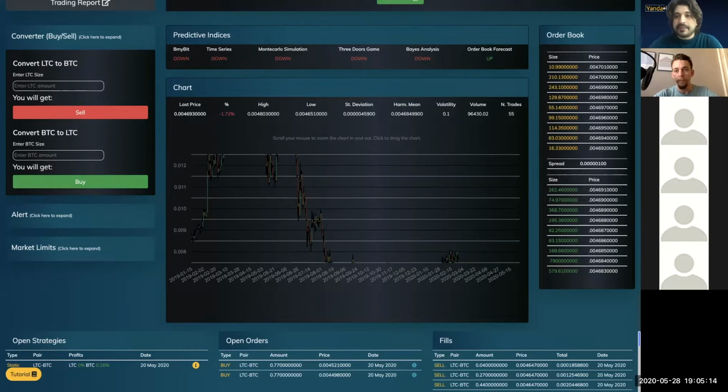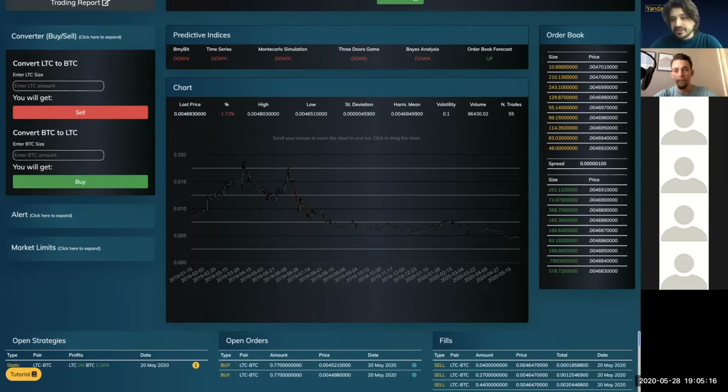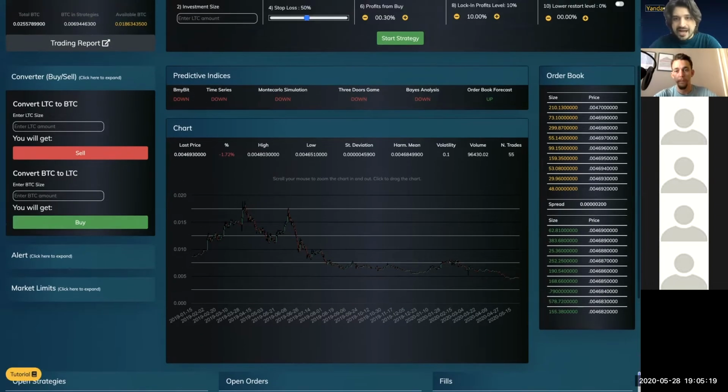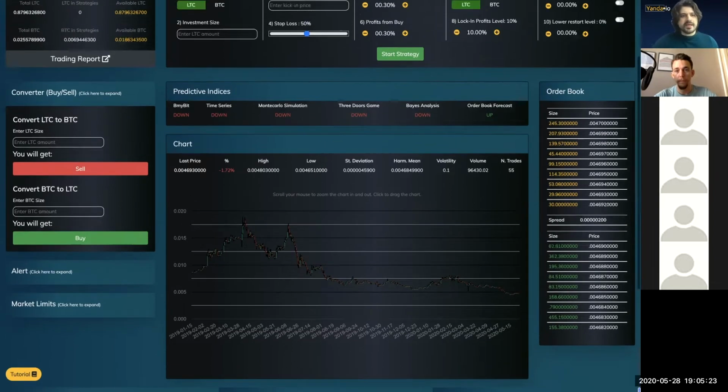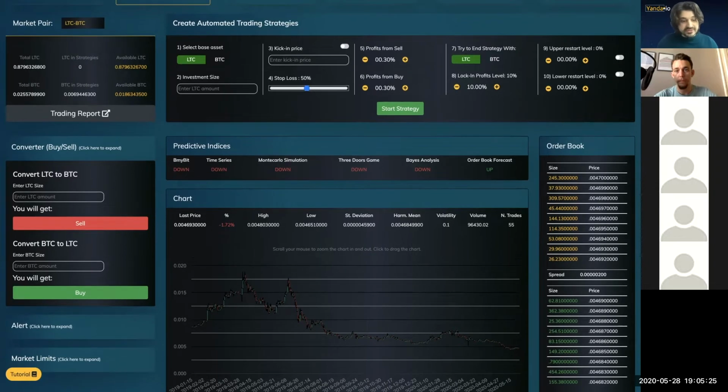So I rely on the fact that the order book is going to bring the price up, but I can also see that the trend is definitely down. And it is a good opportunity for me to increase my stake of Litecoin. As you can see, I've just opened 87. And let me invest the full amount of Bitcoin that I have in this test account.